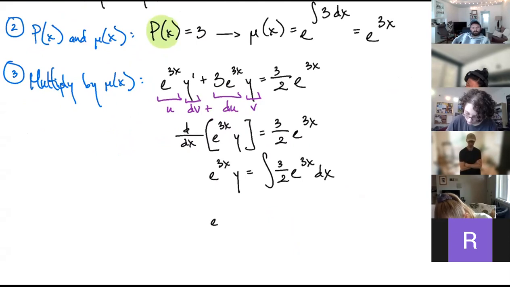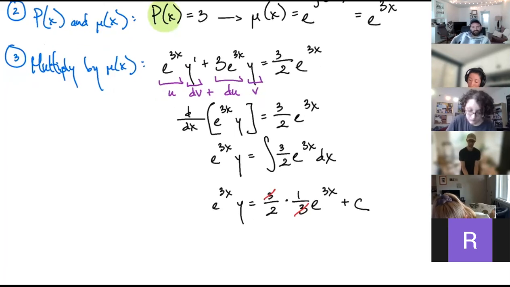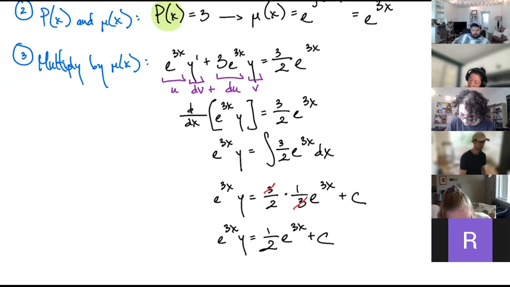And so we'll get e to the 3x y equals 3/2 times 1/3 e to the 3x plus c. You could certainly skip that and just say it's going to be a coefficient of 1/2, since I know that 3 divided by 3 goes away. That would be fine as well. And let's see what we've got: e to the 3x y equals 1/2 e to the 3x plus c.